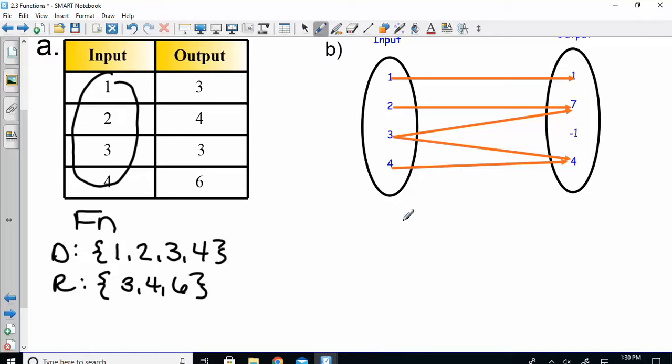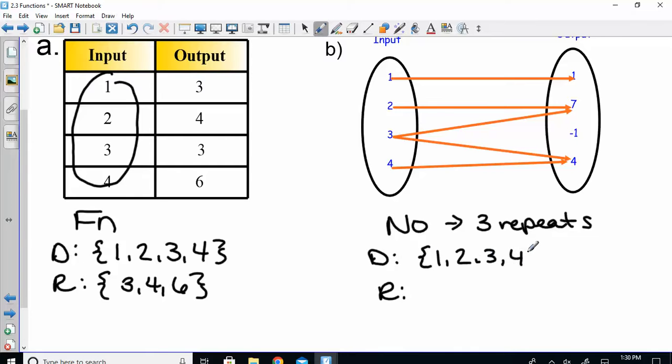B, is this one a function? No. Why? The 3 repeats. So this one's just a relation, but we can still do domain and range. What's the domain? 1, 2, 3, 4. And the range would be what? I have a negative one over here, but do I ever even use that output value? No. So my range is just the 1, 4, and 7, the only outputs that we actually got.